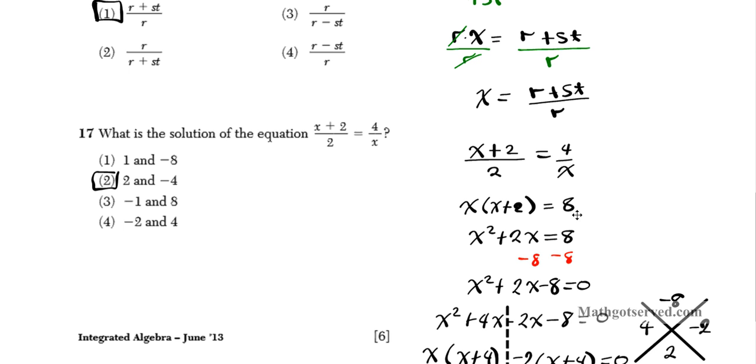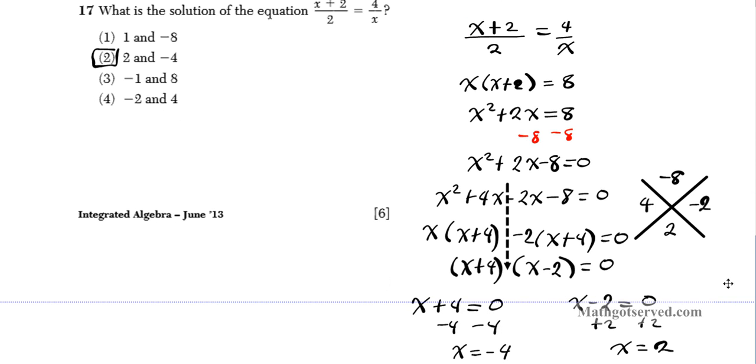In number 17, there are two ways you can do this. You can plug and chug like we did before, or we can solve. So I solved this rational equation. What I did first is cross multiply both sides. You have x times (x plus 2) equals 8, 2 times 4. And then if you distribute, you have a quadratic equation. If you want to solve by factoring, you have to put it in standard form.